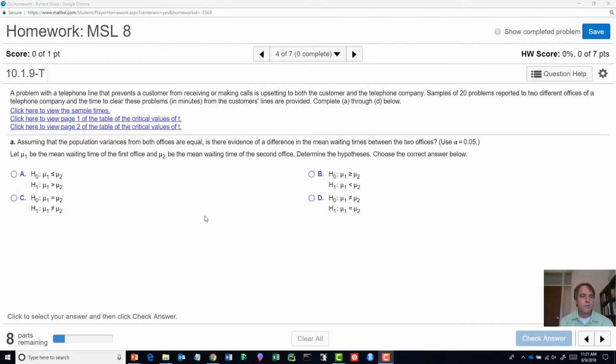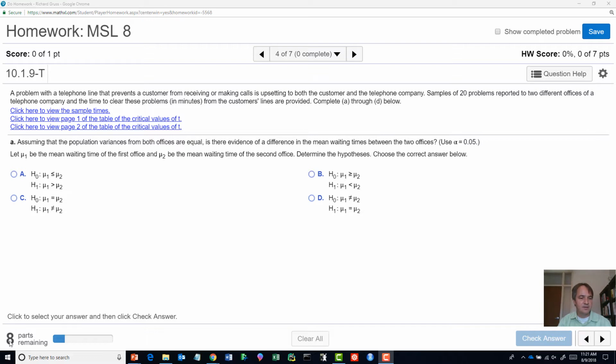So there were a couple of questions on the MSL 8 that gave folks some trouble, and I just want to cover these just to show you how to do them, make sure you know how to do them so that when you take the exam, you're in a better position.